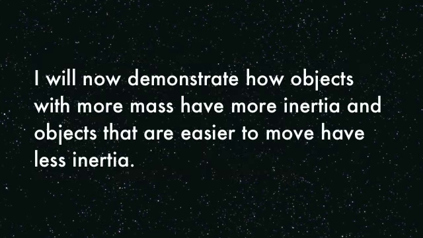I will now demonstrate how objects with more mass have more inertia, and objects that are easier to move have less inertia. I'm first going to push the empty chair across the tile. I don't need to use much force to push the chair because its mass is small. Therefore, the amount of inertia is small.